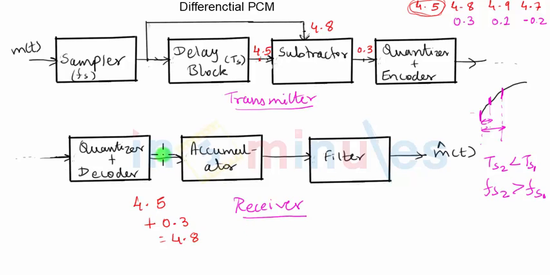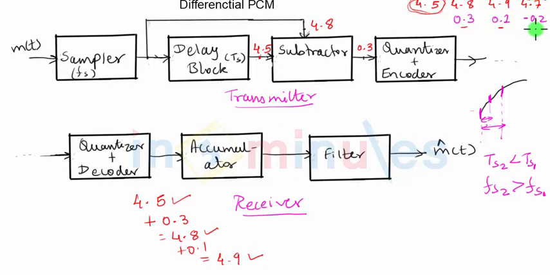The next output of the decoder will be the next transmitted value. After 0.3 it is 0.1, so 4.8 will get added to 0.1, and the next output of the accumulator will be 4.9. As you can see, we are trying to generate the original sample values of 4.5, 4.8, 4.9 at the output of the accumulator. The next output of the decoder will be minus 0.2, which when I add to 4.9, the sample value will be 4.7 at the output of the accumulator.